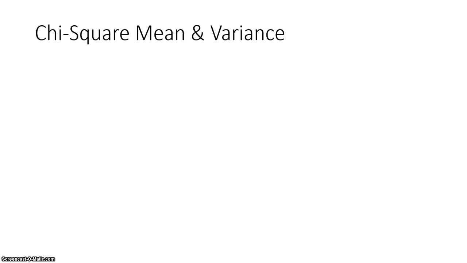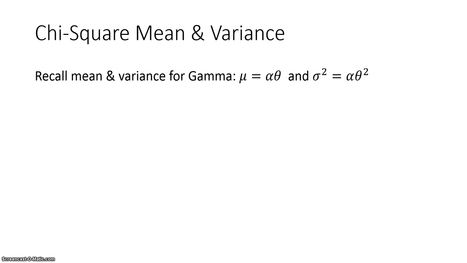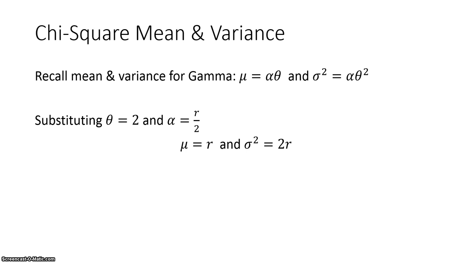The chi-square mean and variance can be found from the mean and variance of the gamma distribution. In the gamma, the mean was equal to alpha times theta, and the variance was equal to alpha times theta squared. Substituting one more time, theta equals 2, alpha equals r over 2. We find that the mean of the chi-square distribution is equal to r, it's the number of degrees of freedom it has, and that the variance is equal to 2 times r, so twice the degrees of freedom.